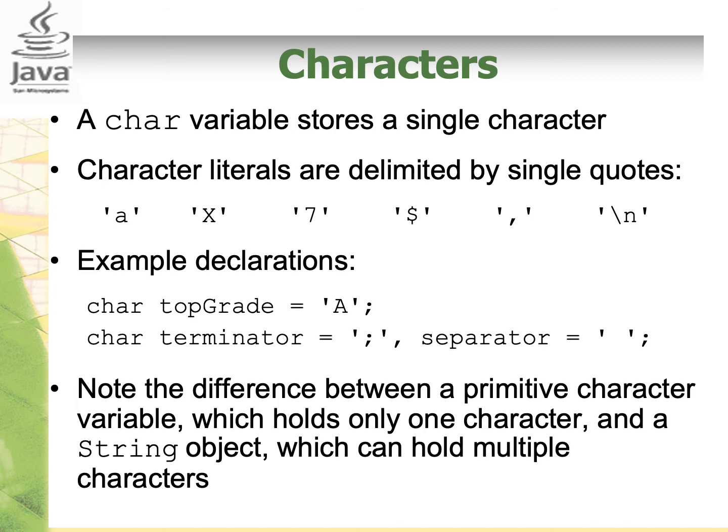Char is the data type of a variable. String, on the other hand, is an object. So the difference is between a primitive character variable, which holds only one character, and a string object, which can hold multiple characters. In a string, we use double quotes. Char uses single quotes.